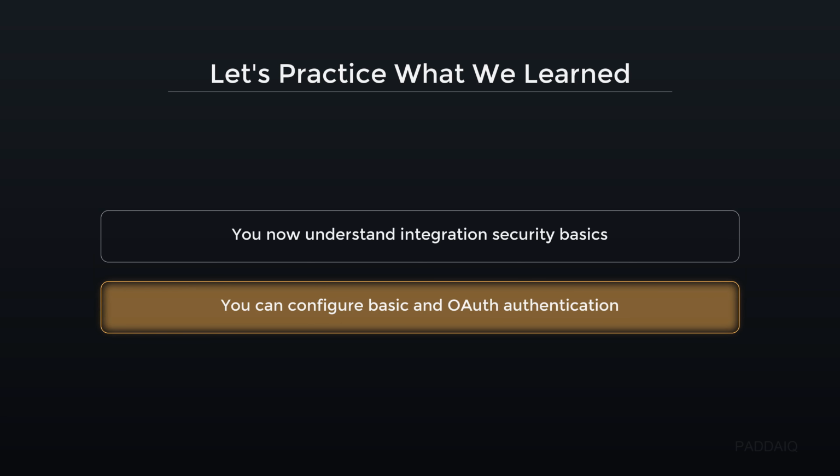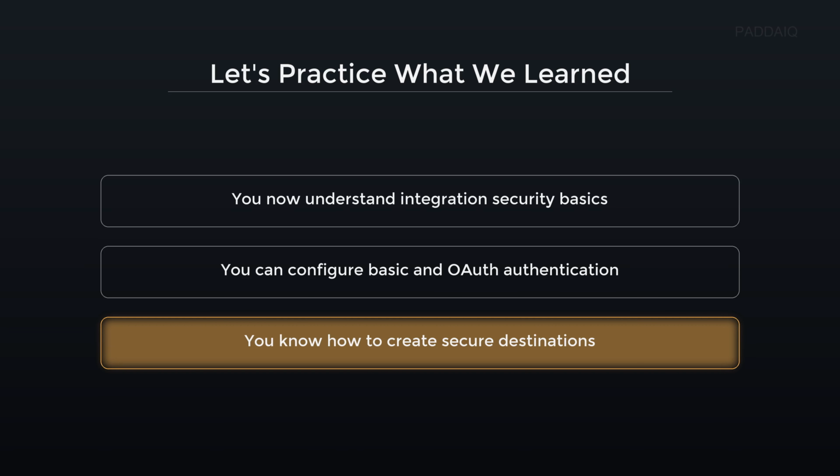You can configure basic and OAuth authentication. This means you can set up simple username password login or more secure token-based access. For example, an app might use OAuth to let users log in with their Google account instead of creating new credentials. This flexibility ensures your applications have the right security for their specific needs.